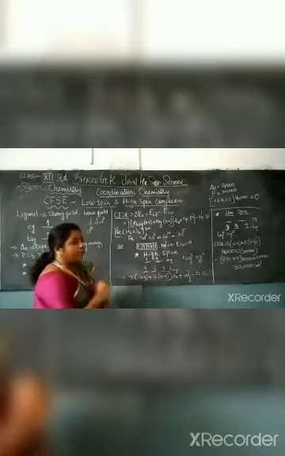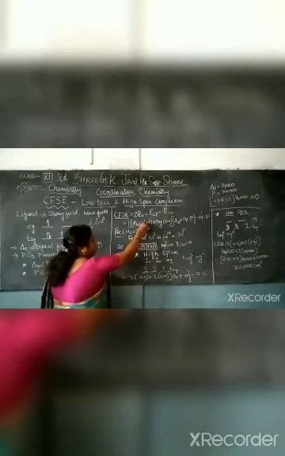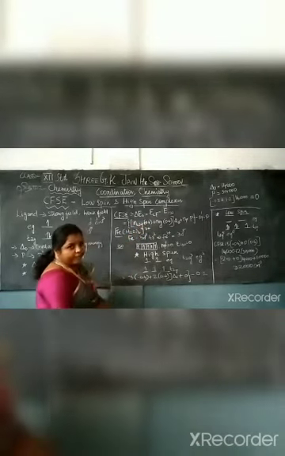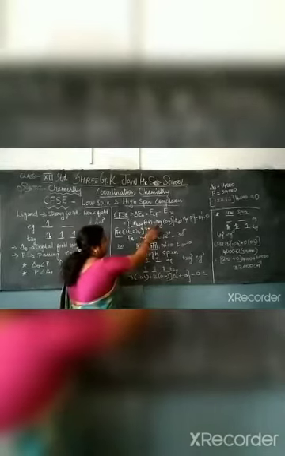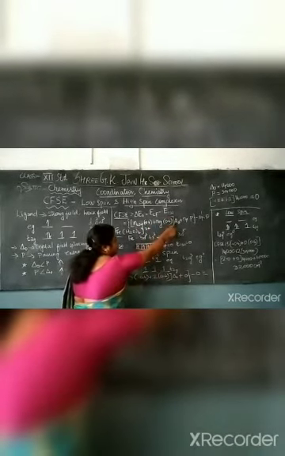Let's go ahead with the formula. Number of electrons in the T2g into minus 0.4, plus number of electrons in the Eg orbital into 0.6, into delta naught.